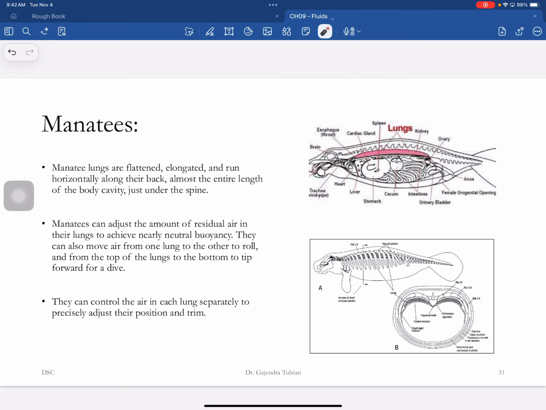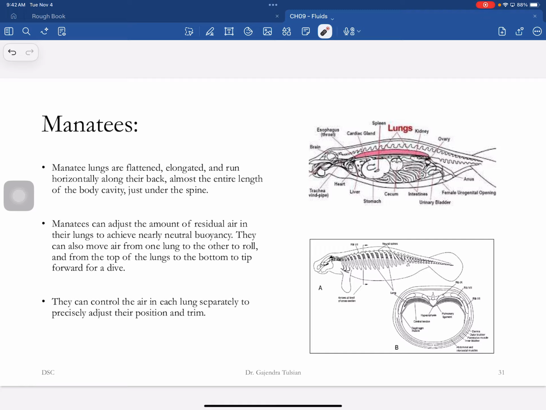Now here are the lungs of manatees. The lungs are long and they're right below their backbones. And here's a side view of the lungs. There's the lung. It has two chambers, and this chamber goes all the way to the back. Manatee lungs are flattened, elongated, and run horizontally along their back, along the entire length of the body. And this is by design. So let's see what they can do with this.